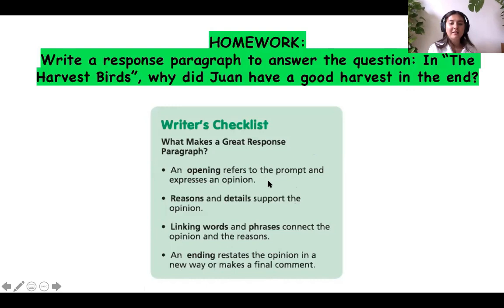Do I have an opening? Yes. Do I have reasons and details? Yes. Do I have linking words and phrases? Yes. And do I have an ending? Yes. Make sure you use that checklist to help you write your homework tonight.